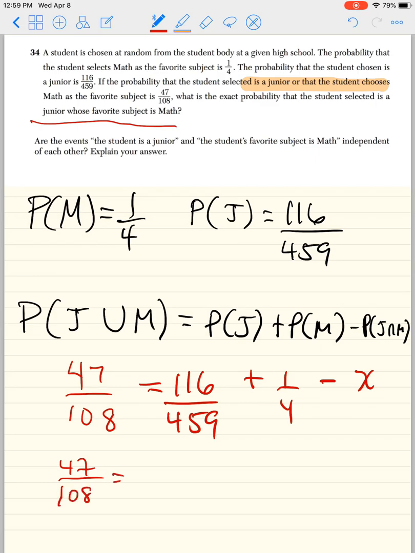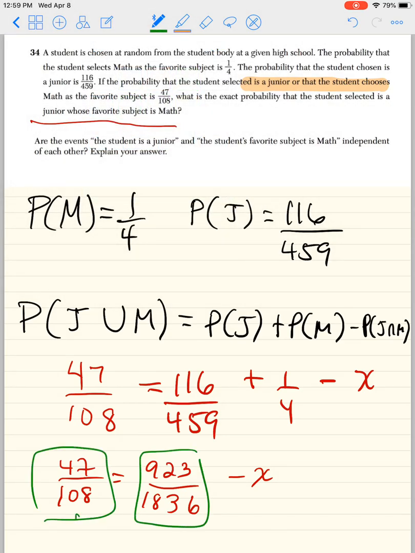Let's rewrite this. It's going to give me 923 over 1836. Now, I'm just going to subtract this guy. I can either bring him over and subtract it, and then bring this guy over and make it a positive x, or I can just bring this guy to this side and then divide by a -1. So I'm just going to take 923 over 1836 and subtract it from parentheses 47 divided by 108, and I'm going to hit enter.